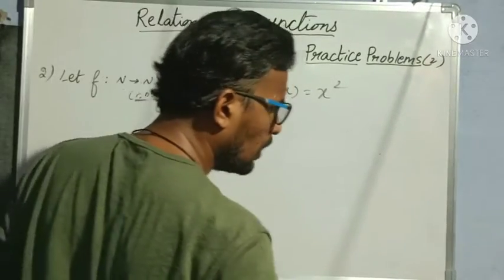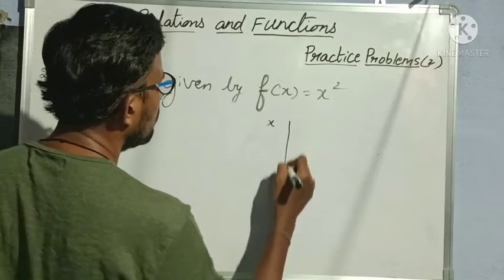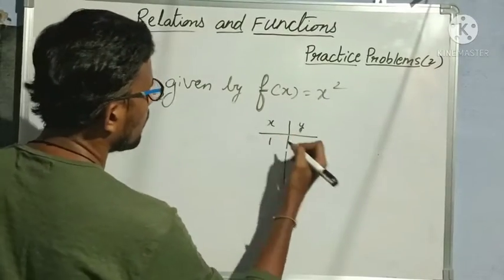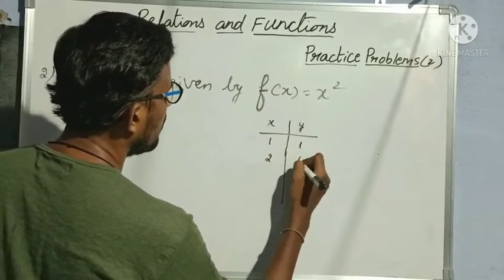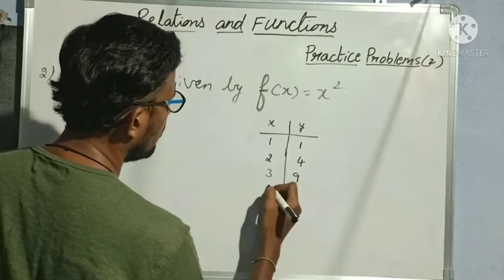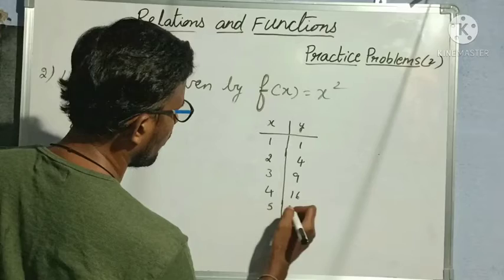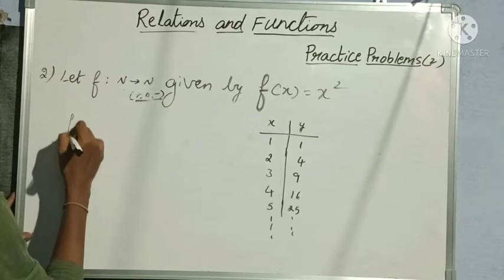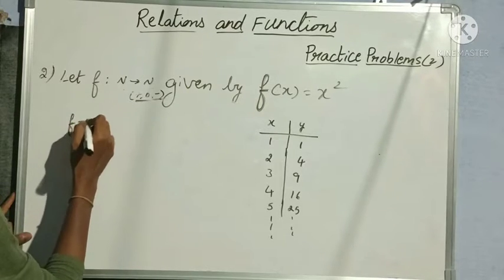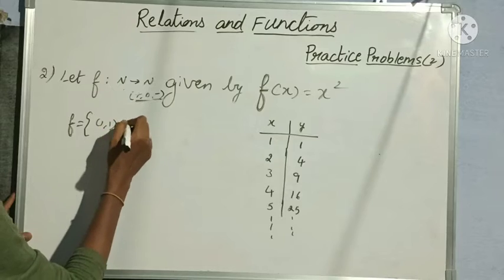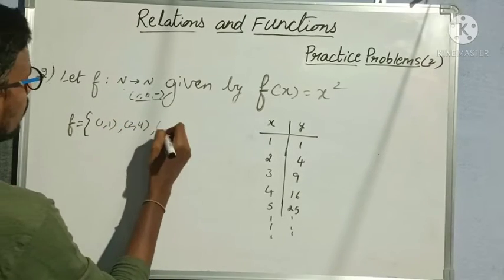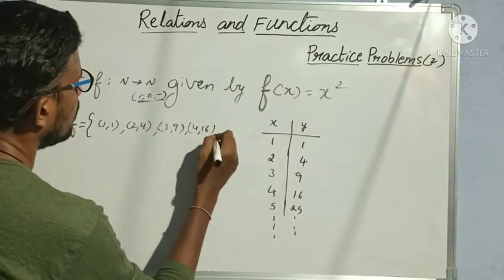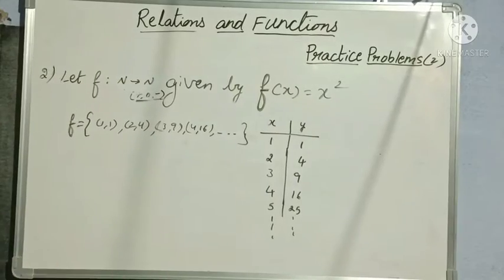So here only natural numbers we have to consider. So x value and y value. Okay, so if x value, natural numbers means 1, 1 means 1, 2 means 4, 3 means 9, 4 16, 5 25 and so on, like this we'll get. Yes, so our function f is equal to 1 comma 1, 2 comma 4, 3 comma 9, 4 comma 16 and so on. Yes, this is our function f now.